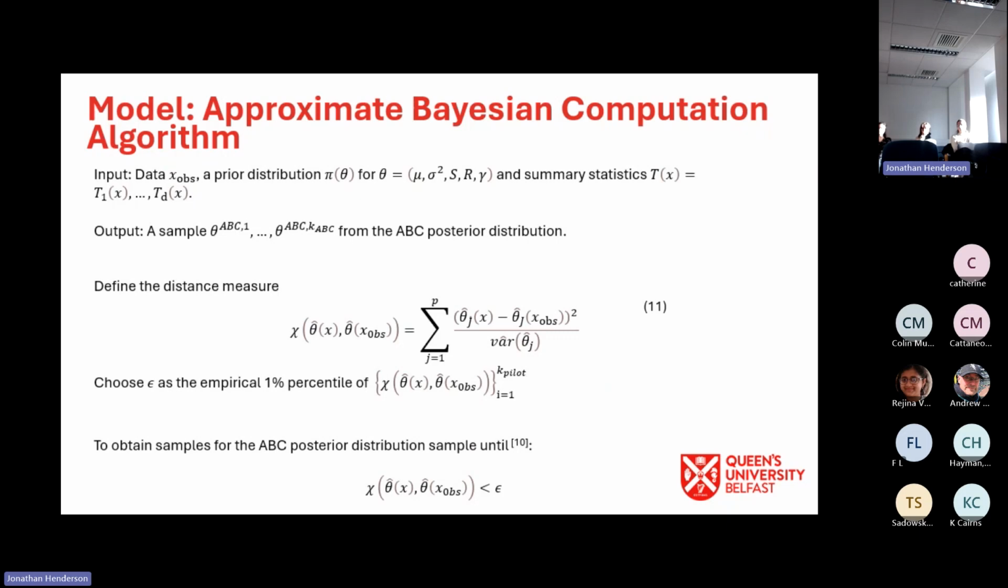You then check these summary statistics. If they're less than a specified distance from the observed pattern, you accept them and they form part of your posterior distribution. To determine that distance, we use a pilot run, which is where our K-pilot comes from. Essentially, during that pilot run, you fit a linear model to your posterior means, and then we determine the distances based off that. So it's really the one percentile of the distance between each of the patterns and the observed pattern in that pilot run.